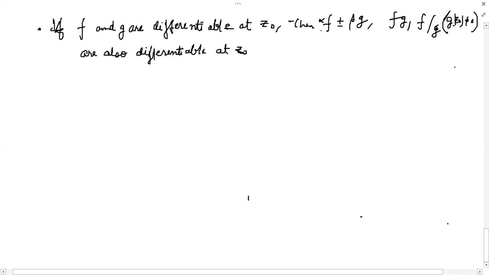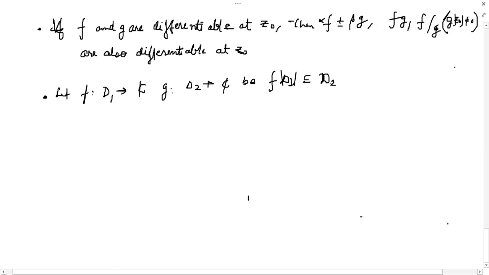This is an important point. You can find this particular thing in the books also, so I'm not going to derive it. Now let us write one more important thing. Let f be defined from d1 to c, and g be defined from d2 to c, and it is such that f of d1, that is the range of d1, is contained in d2.